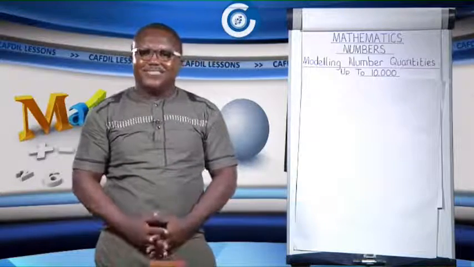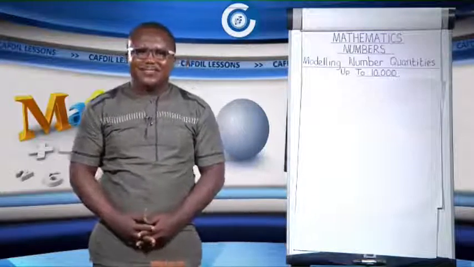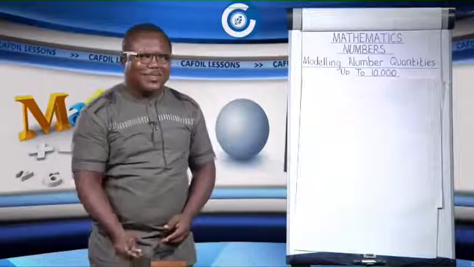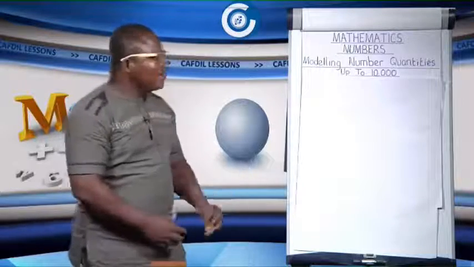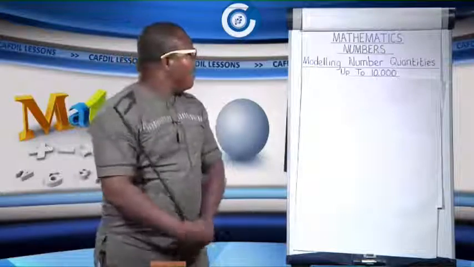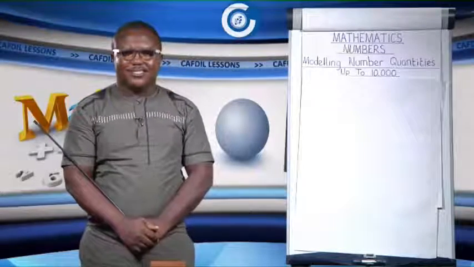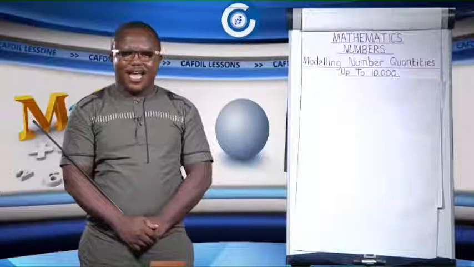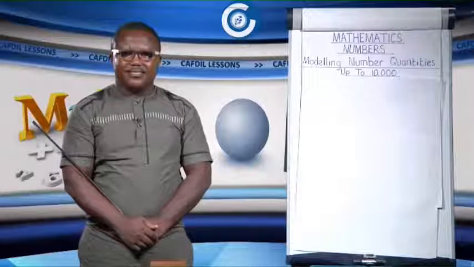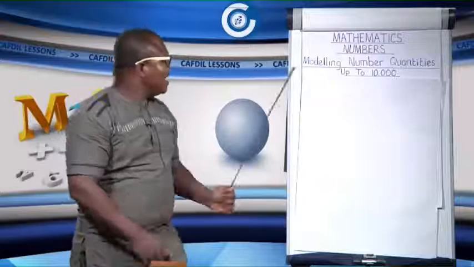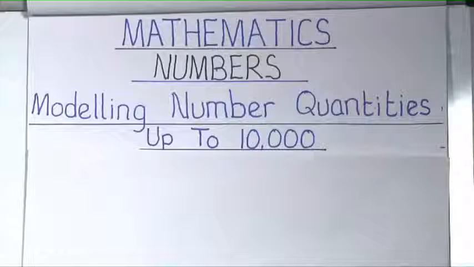Yes, learners. Under numbers, we want to look at something we call modeling number quantities up to 10,000. I repeat, modeling number quantity up to 10,000.